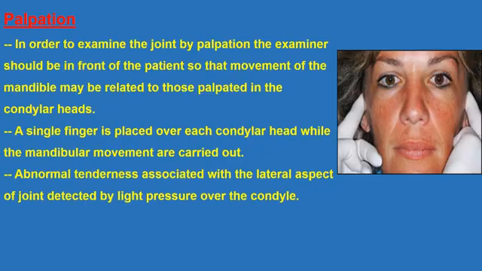Examination of the TM joint by palpation. The examiner should stand in front of the patient and put the index finger of both hands, left and right, on the head of the condyle, which lies slightly in front of the tragus of the ear, with a slight pressure, and ask the patient to open and close with this slight pressure, and ask the patient if he feels pain or abnormal tenderness.